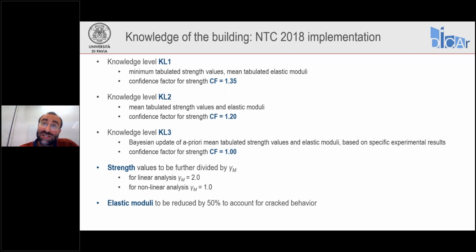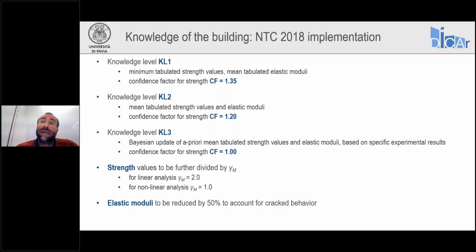Now, this is not yet in the current edition of the Eurocode, but something similar to what is in the Italian NTC 2018 will be included in the upcoming edition of Eurocode. So you will find in the new edition something similar to what will be presented to you based on the existing Italian code.